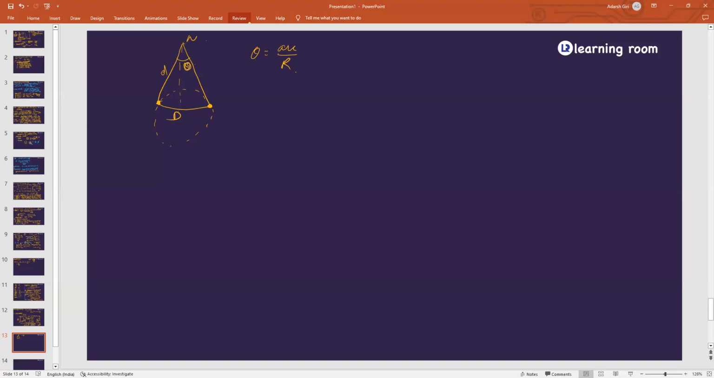Theta is equal to arc length upon the radial distance. This is the arc length, and this is the radial distance. Understood? So arc length will be theta times r. I shall write it as r. And here the arc length is the diameter. So the diameter is theta into r.